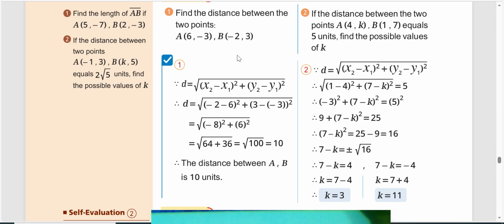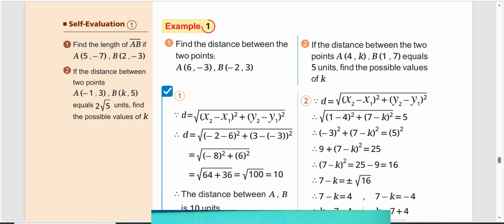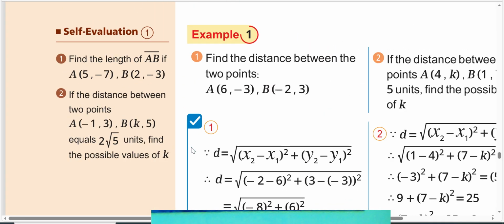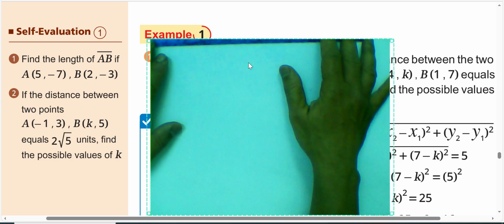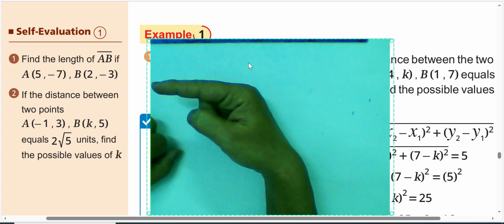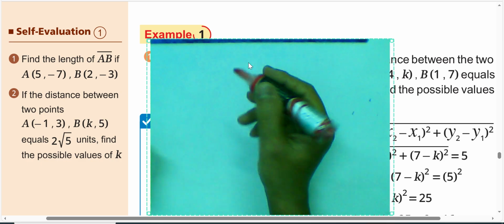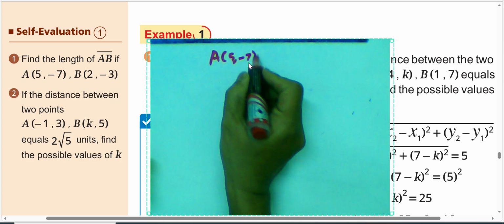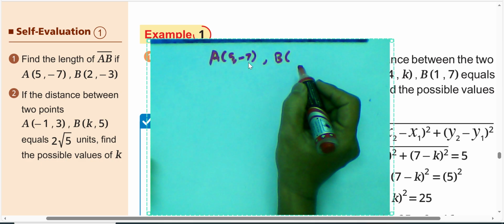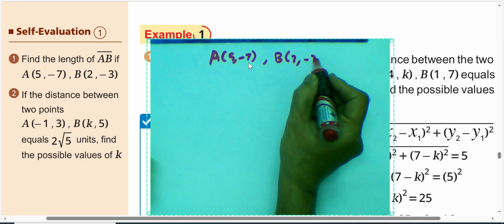Questions 1 and 2, you can read these. I will solve self-evaluation number 1. First, find the length of AB if A is (5, negative 7) and B is (2, negative 3). Look, we have point A (5, negative 7) and point B (2, negative 3).